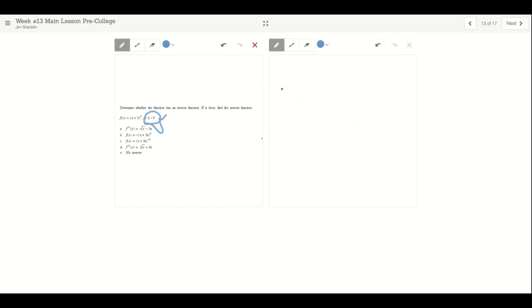Okay, so we have to find the inverse function. I'm going to rewrite this as x equals (y + 3) squared. I'm going to take the square root of both sides, so the square root of x equals y + 3. Then I'm going to subtract off 3, so the square root of x minus 3 is equal to y.